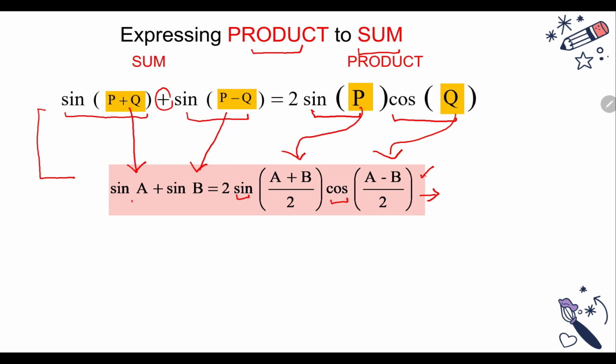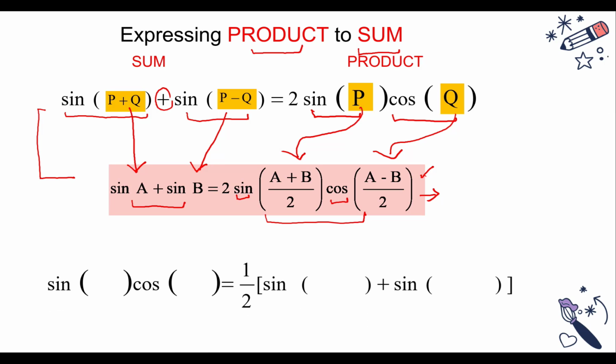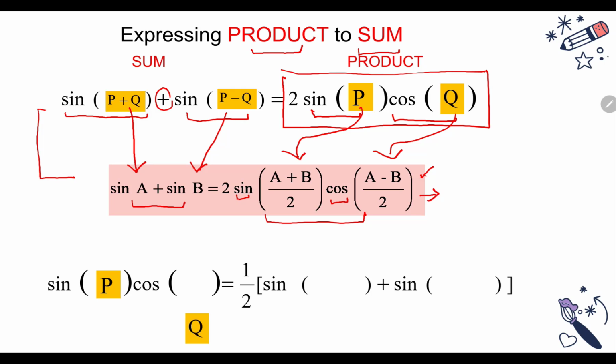We learned how to express a sum as a product. Now we're going to go the other way around and express a product as a sum. Since we're going the other way around, we're going to write the product on our left hand side. The product is on the right hand side, so you write the product on your left hand side: 2 sin P cos Q, we write it here on the left hand side as sin P cos Q.